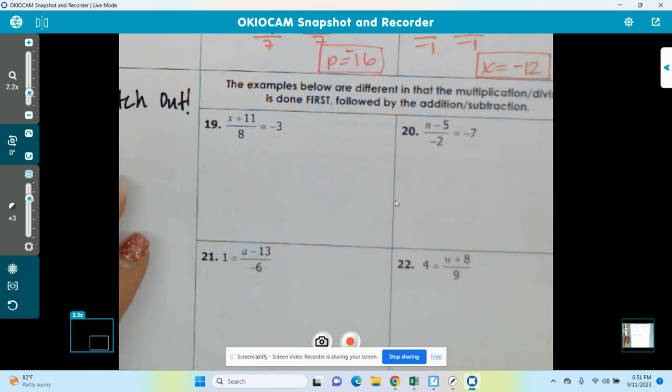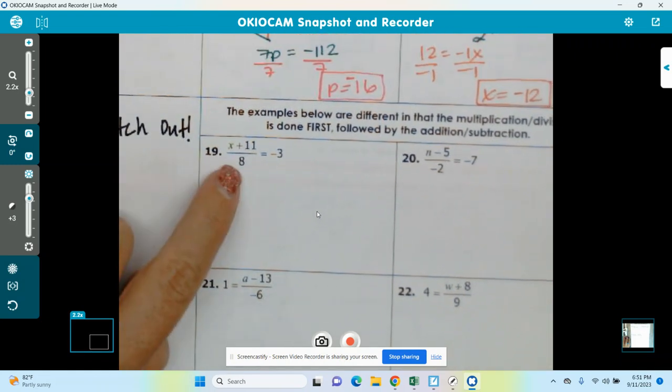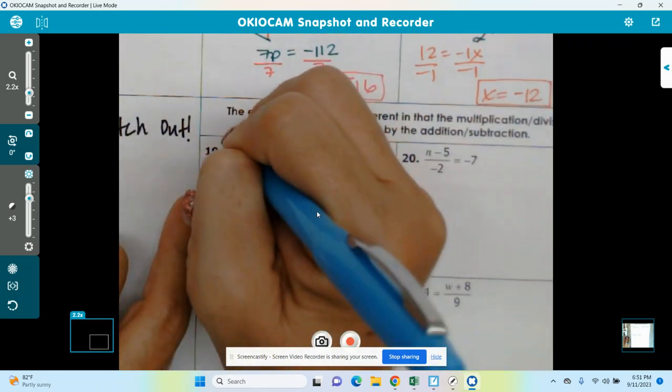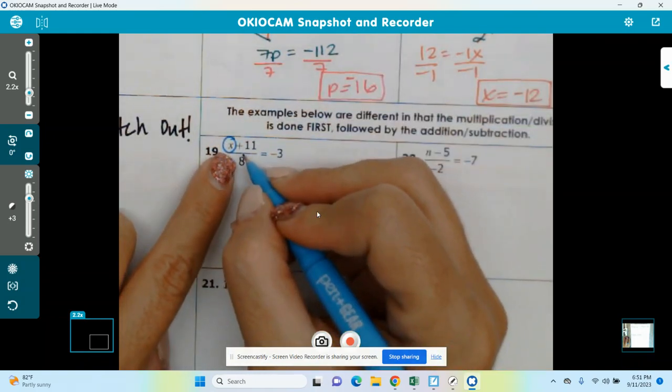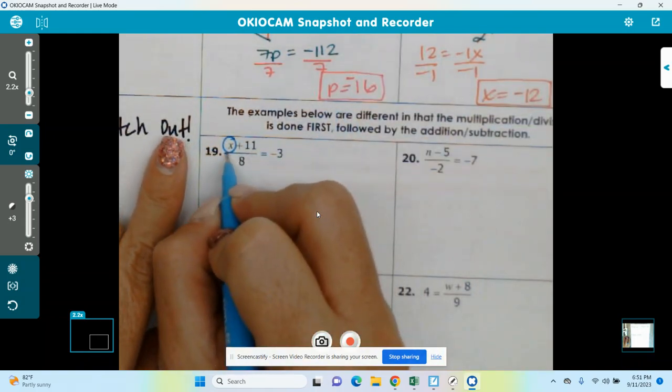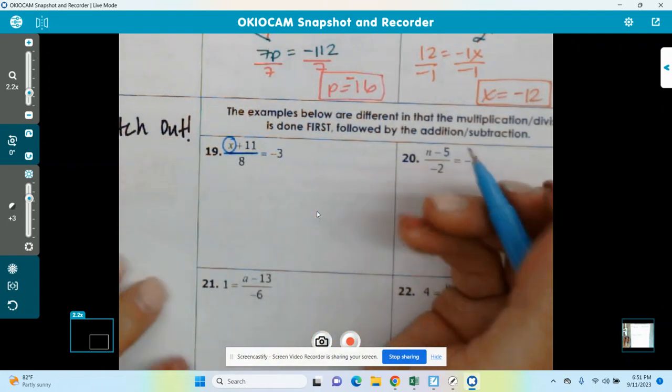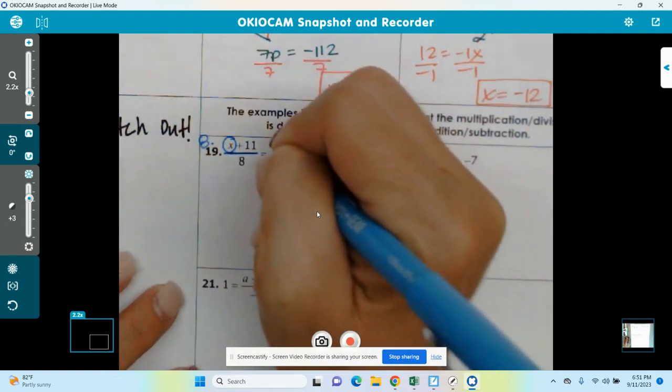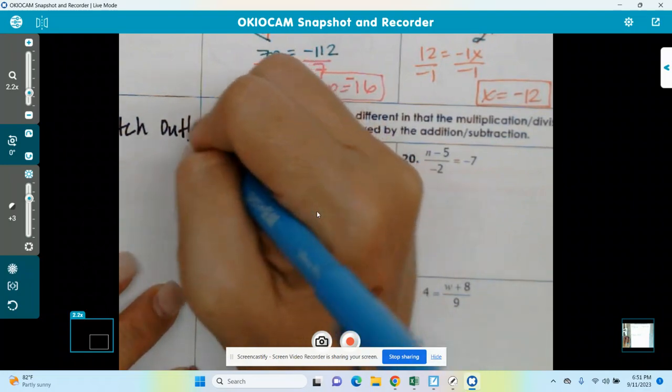All right, here we go. Okay, so I can't move. Here's my variable term. My variable term is actually right here. But I can't move this 11 yet because this bar is in my way. And we know the bar means to divide. So we're going to go ahead and start by getting rid of that bar. So I'm going to get rid of the division first.